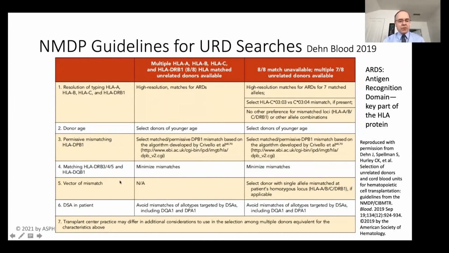Other things here I won't go into a great deal, but we're now looking at DP mismatches and DQ mismatches, and what's called DR 345 mismatches in order to find the very best matches. I don't think you need to understand that in great detail, but this is a nice thing for you to refer to, and just understand that donor age after HLA is the most important thing.